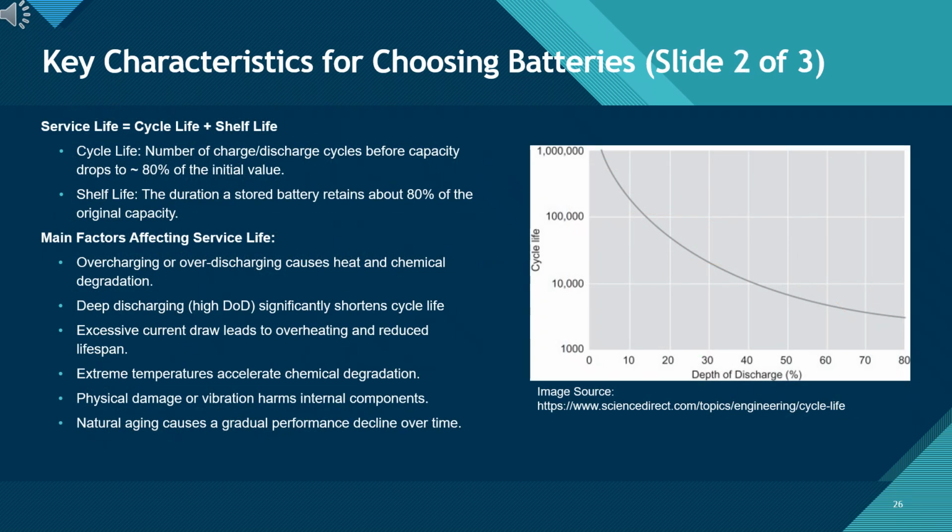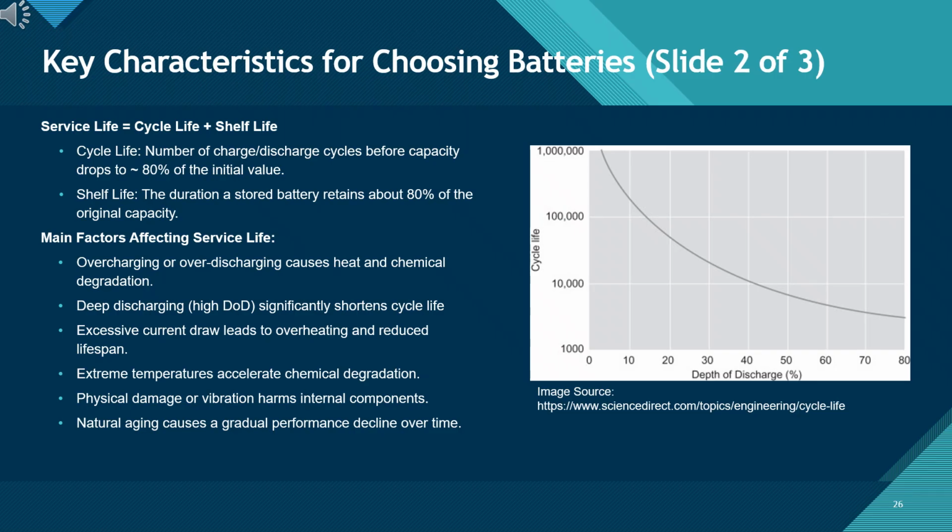Key characteristics for choosing batteries, slide 2 of 3. When we talk about a battery's service life, we combine 2 concepts: cycle life, which is how many charge-discharge cycles the battery can handle before it drops to about 80% of its original capacity, and shelf life, which is how long a battery can sit unused and still retain most of its charge. A few key factors have a major impact on service life.